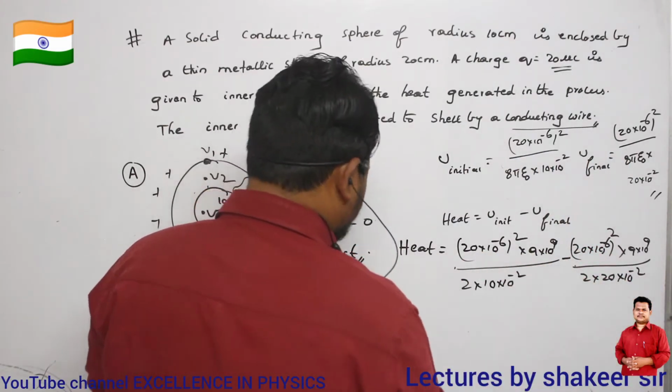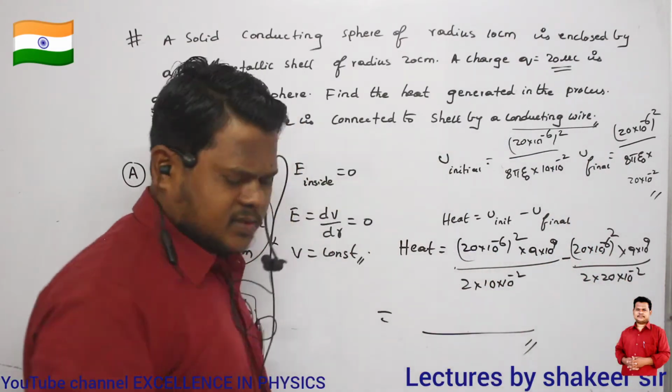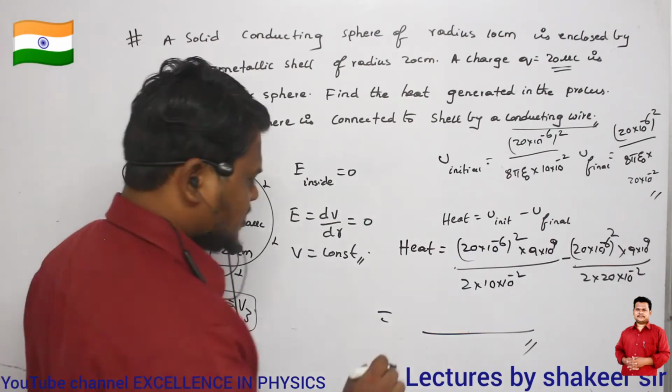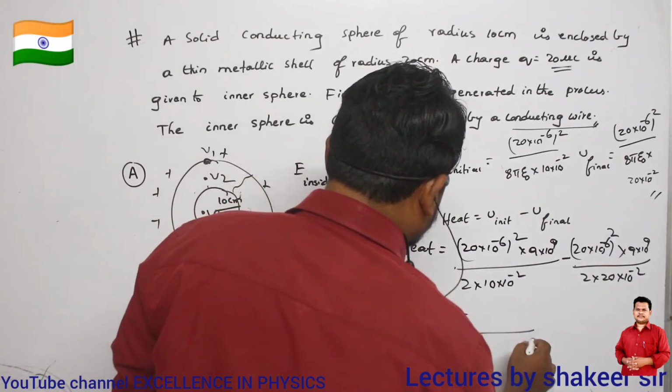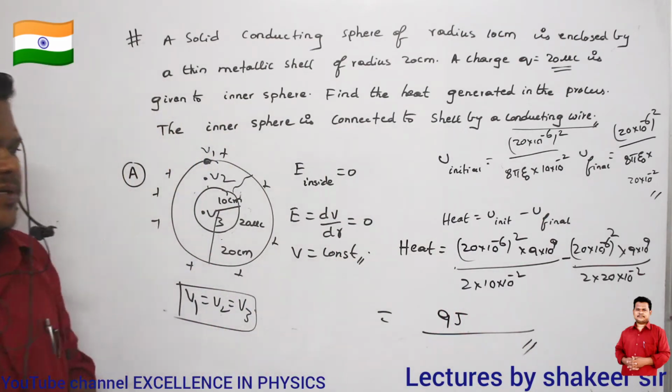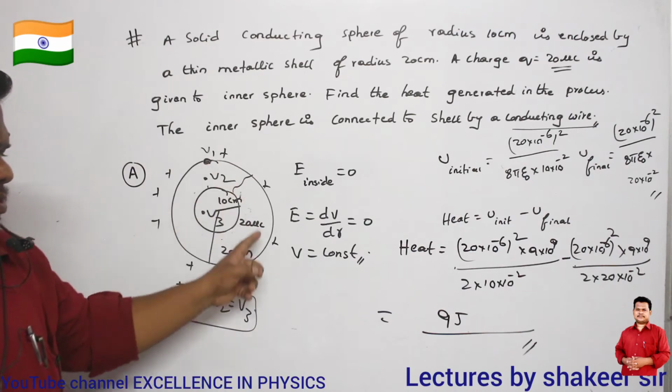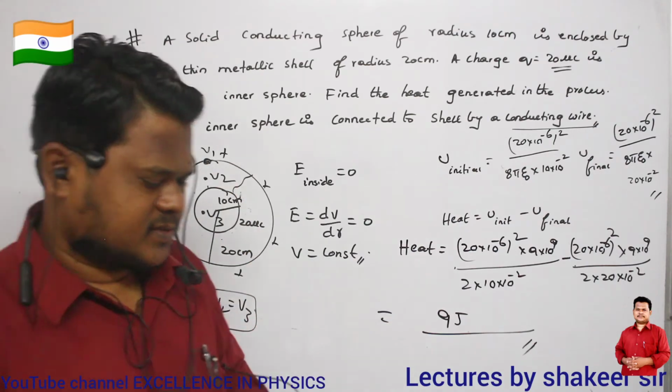So all the values you can take common and just calculate the total amount of heat energy. I am writing the answer directly, which is equal to 9 joules of energy. Clear? So this much amount of energy is being wasted as heat energy when you are connecting both of them by a conducting wire. That is our answer.